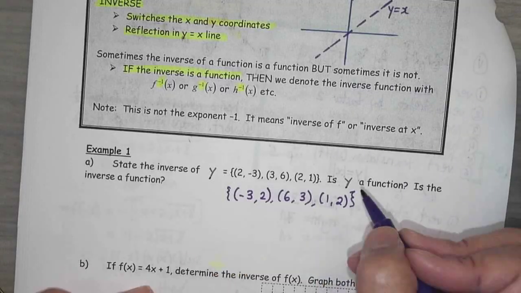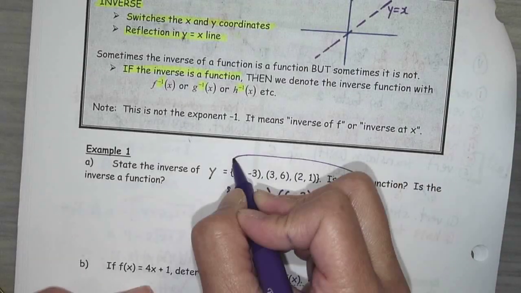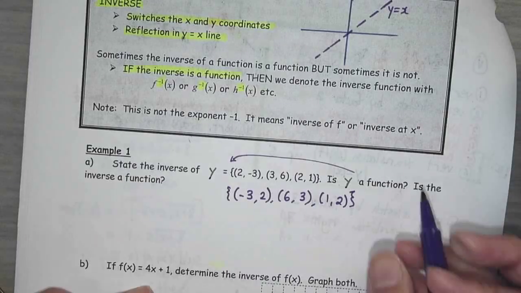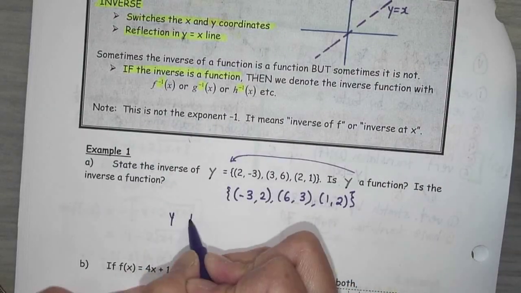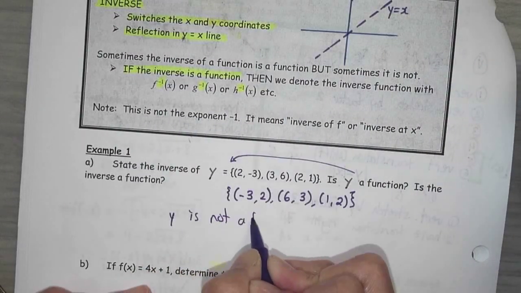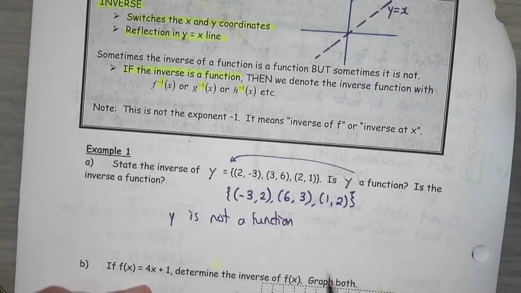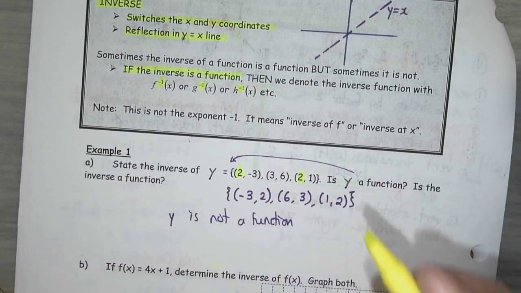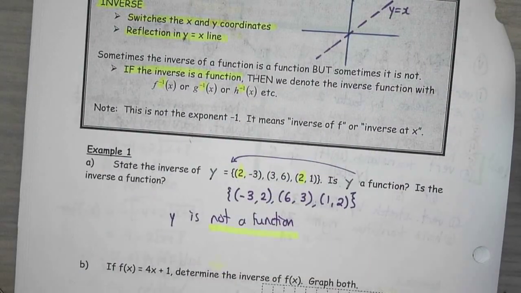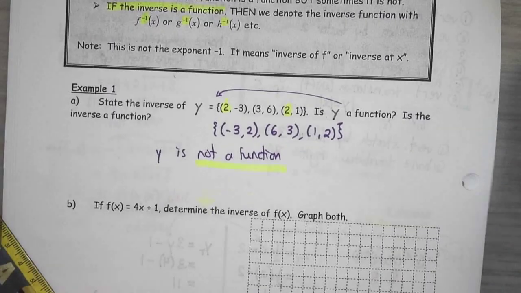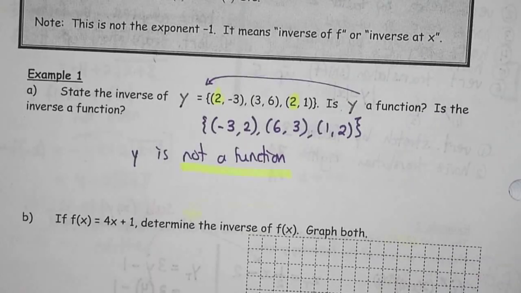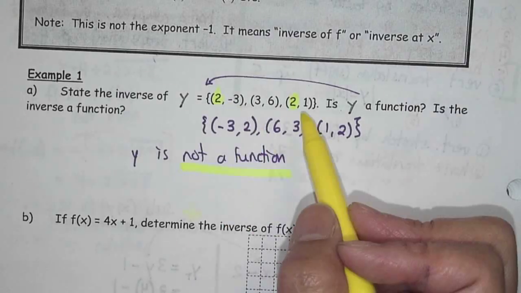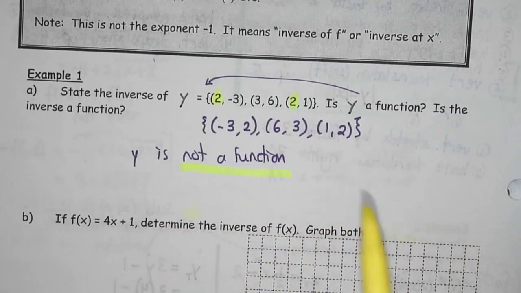Is y a function? Is this original one a function? It's not a function. Now, how do I know it's not a function? Right here. For the original function, I have 2 y's. So it is not a function based on those two there. Does that make sense? Based on those two there, it is not a function because the 2 has -3 and the 2 has 1. Now, is the inverse a function?